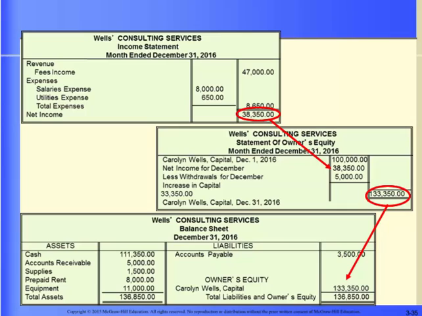Once the income statement is finished, you can do the statement of owner's equity and use the ending balance of the Carolyn Wells capital account to complete the balance sheet.